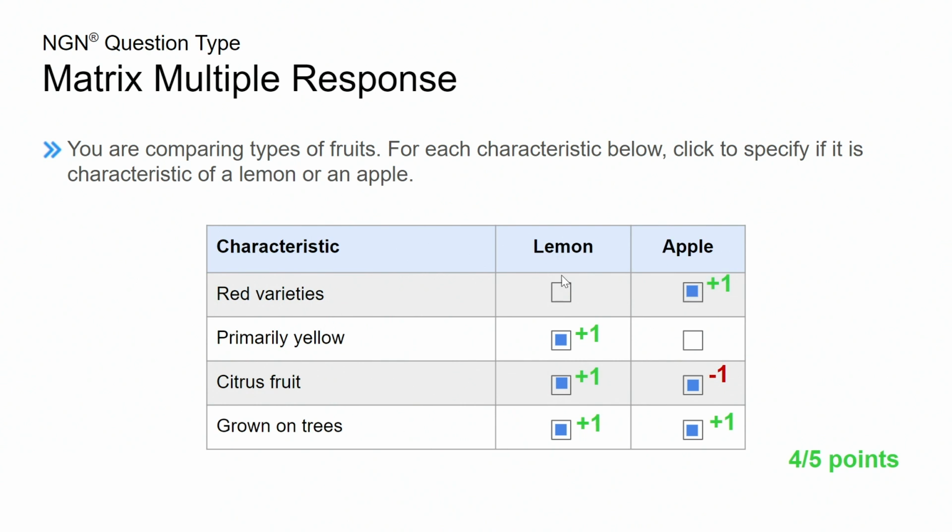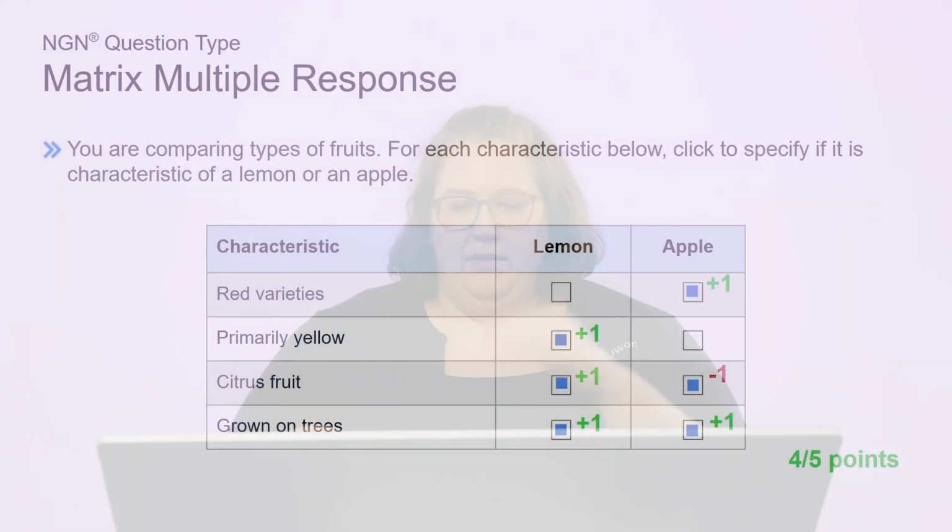So we were correct that lemons are primarily yellow. They are definitely a citrus fruit. And like apples, they both grow on trees. So this one really, like I said, is comparing one feature to multiple, often disease processes or complications. A lot of times it's like, what does hyperthyroidism versus hypothyroidism look like? And it's a column like that.